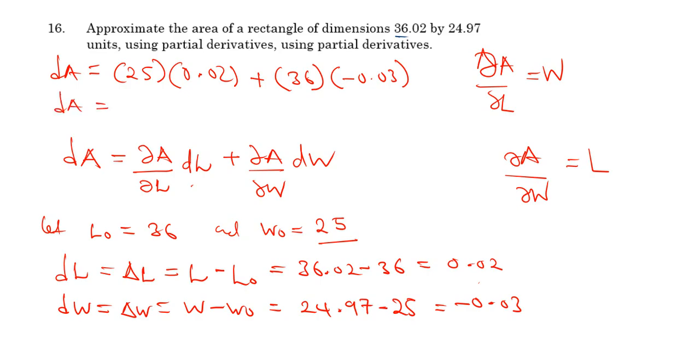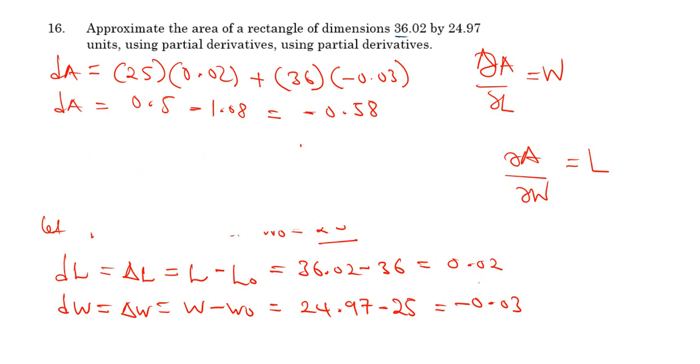When I multiply these two, 25 multiplied by 0.02, I get 0.5. Then the other one, 36 multiplied by 0.03, I get negative 1.08. So I subtract the two and I get negative 0.58.